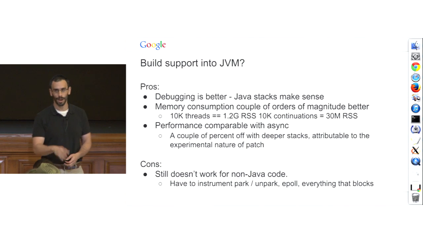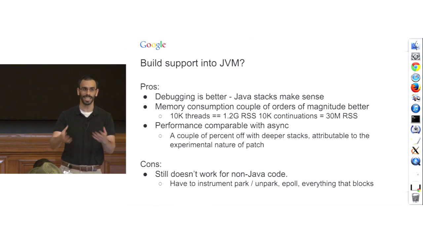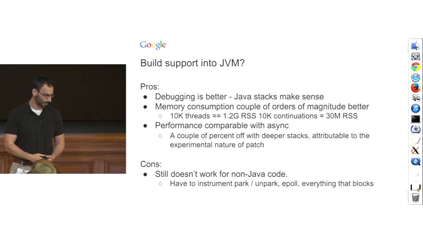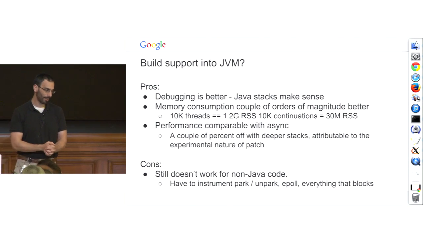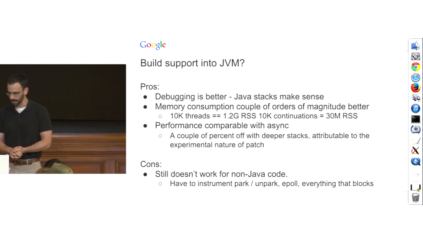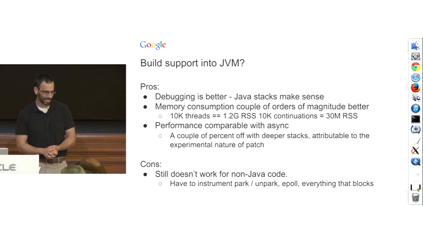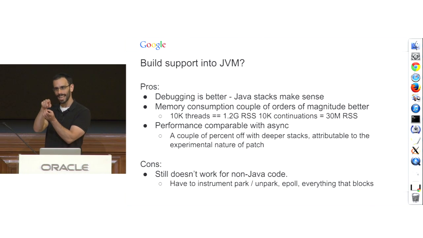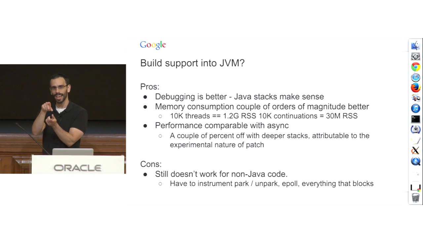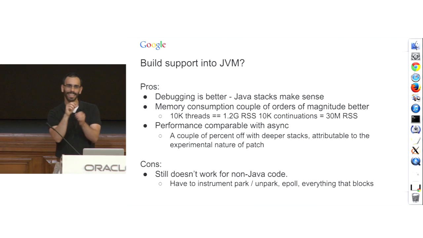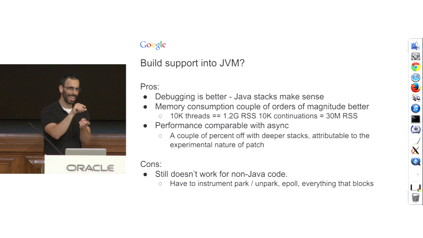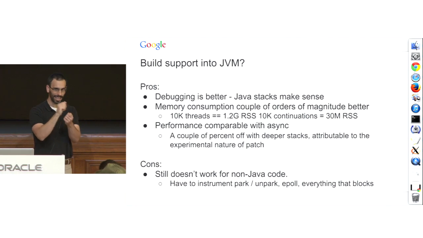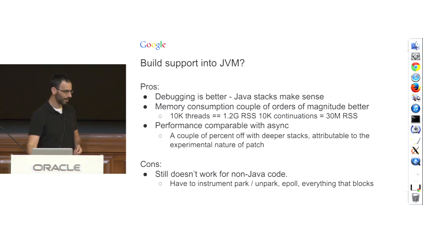I think it was a couple of percent off, but I think largely that's a result of the experimental nature of the patch. But the con of that was that the continuation still didn't work for non-Java code. It could take a little chunk of the stack, reify it into something tiny, and save it somewhere, but it couldn't take something it doesn't understand, which is that C++ stack, and reify it and turn it into something interesting. So what do we do instead?